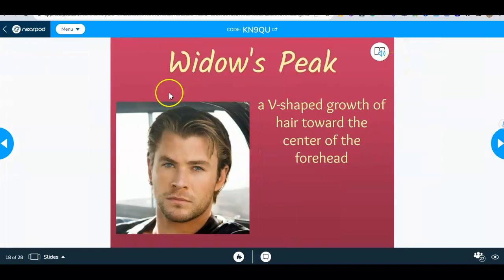A widow's peak. Do you see this V shape in his hairline? That is a widow's peak. Again, the reason why I'm talking about this is that word shows up in tests and quizzes, and I don't want you to be like, I have no idea what that is. That's that little V shape right there.